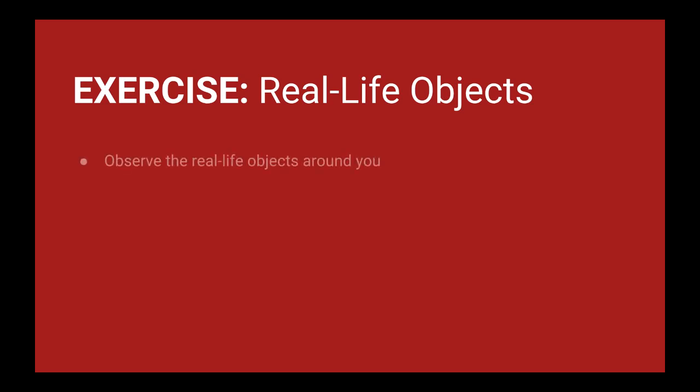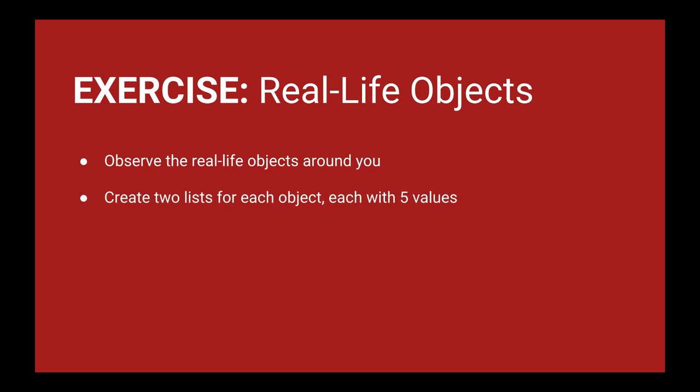I want you to pick 3 objects around you. You can observe the real-life objects that are currently surrounding you and just pick 3 of them. For each of those objects, I want you to create 2 lists, each with 5 values. And I recommend writing this down. It'll make the process a little bit more effective. So 2 lists for each object.